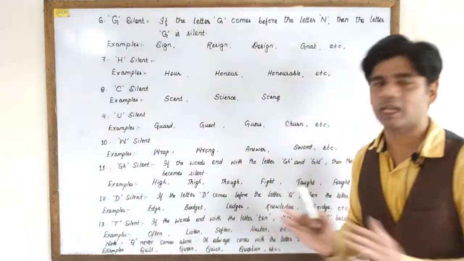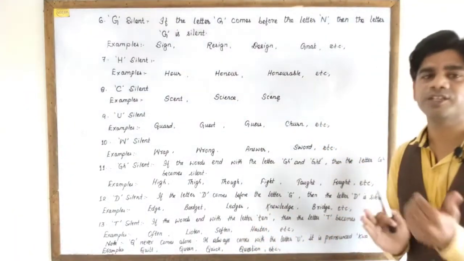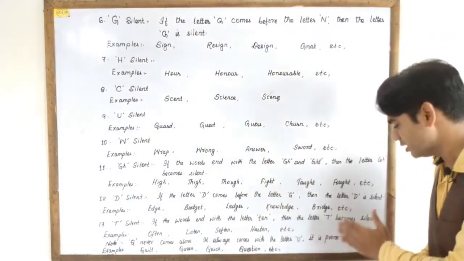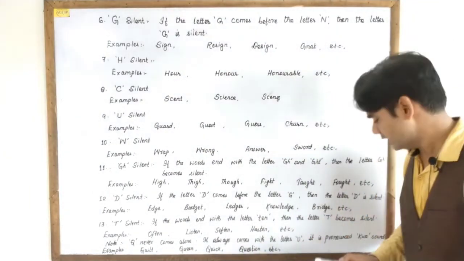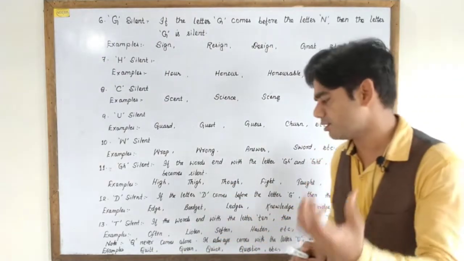Now, one more point that you need to note is Q never comes alone. It always comes with the letter U. And when it comes with the U, then it is pronounced with a kwa sound.